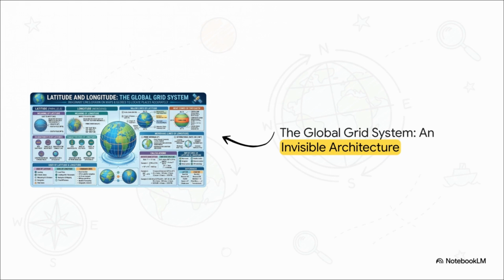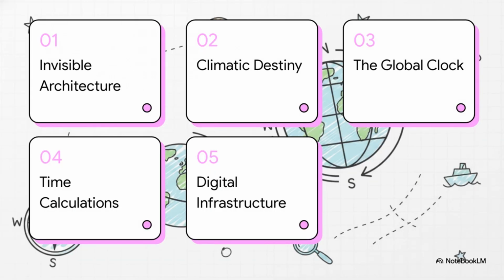By laying down this precise grid of latitude and longitude, early cartographers, and the modern geodetic architects who followed them, gave us the ability to pinpoint any location on Earth with absolute precision. And, maybe even more importantly, they gave us a way to perfectly synchronize global time. So here is our navigational flight plan for today. We'll be looking at the world's invisible architecture, latitude and climatic destiny, longitude and the global clock, step-by-step time calculations, and, finally, powering modern digital infrastructure.